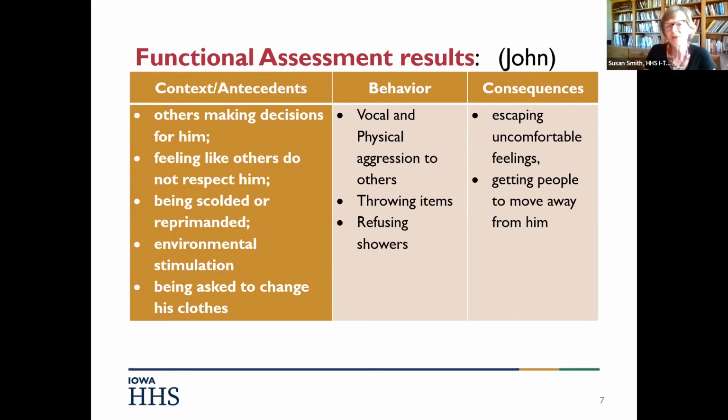And so how did we think things changed for him after the behavior happened? Well, he escaped some uncomfortable feelings. He felt retaliation: if they're going to treat me like that, I can treat them like that too. And he felt more powerful, like he had more control again. And it got people to move away from him when he didn't shower for several days. People didn't want to sit close to him, and he didn't want to change his clothes. So that would be how I might put the functional assessment results into a BSP.